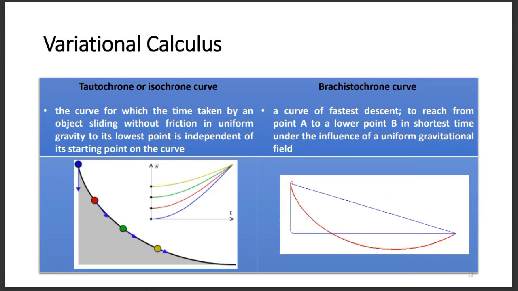Variational calculus, isochrone curve, and brachistochrone curve. First isochrone curve: a curve for which the time taken by an object sliding without friction in uniform gravity to its lowest point is independent of its starting point on the curve.